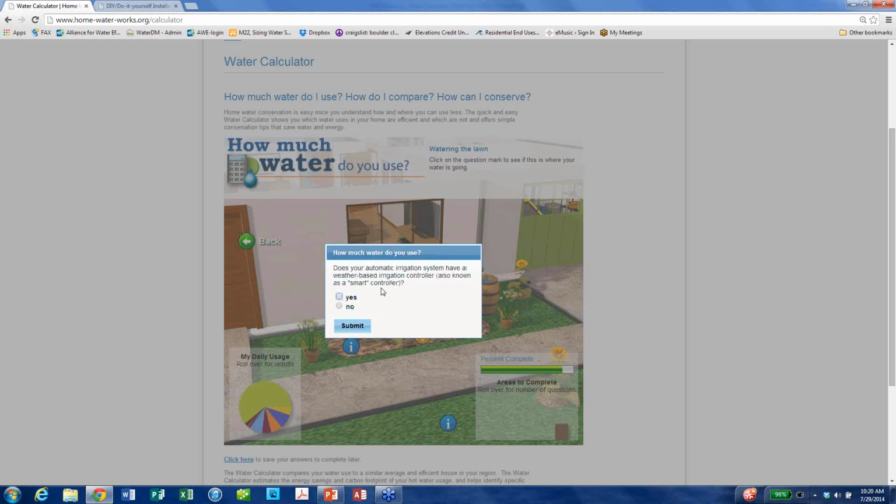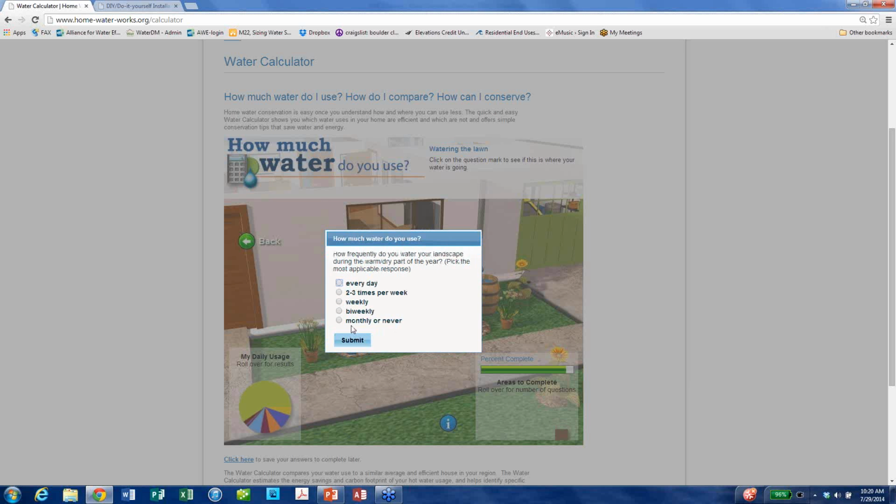Does your automatic irrigation system have a weather-based irrigation controller, also known as a smart controller? And yes, my system is an older Weathermatic, and that was with the weather station. So I answered yes to all those questions. Now this is kind of an interesting one.